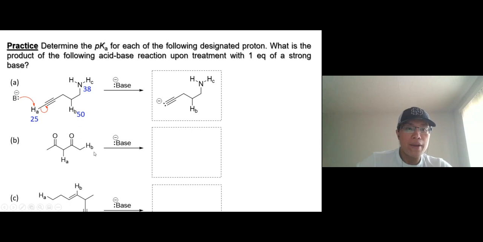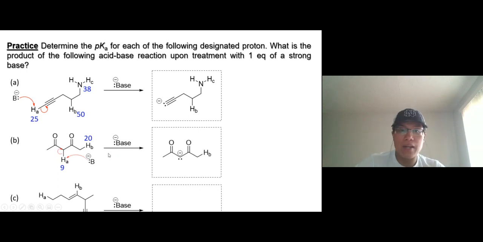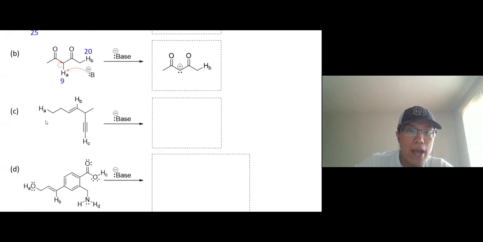Now in B, HA and HB, who's the most acidic? I'm sure you know now. So these are alpha protons. HA is about 9, HB is about 20. This is a regular alpha proton off of a ketone. The base is going to attack HA because it's the most acidic. HB is not a reaction center because HA is much more acidic than HB, and that's the product there. Now in C we have A, B, and C.